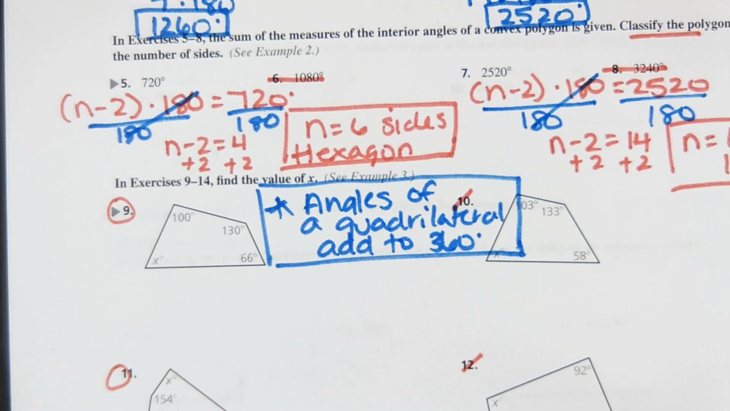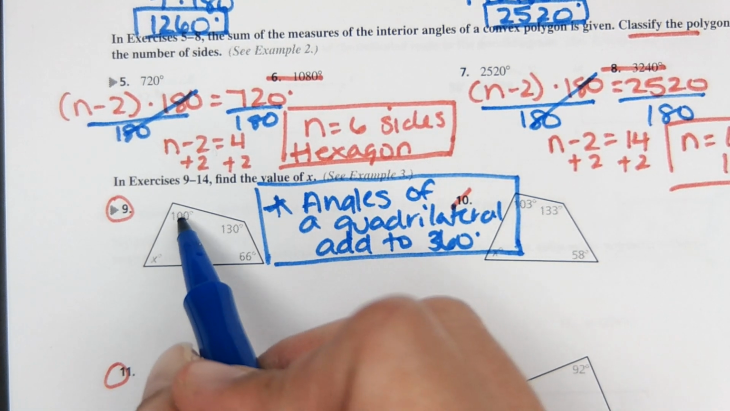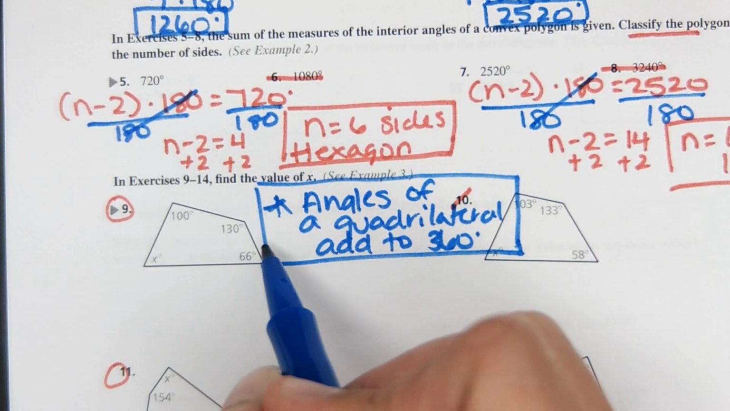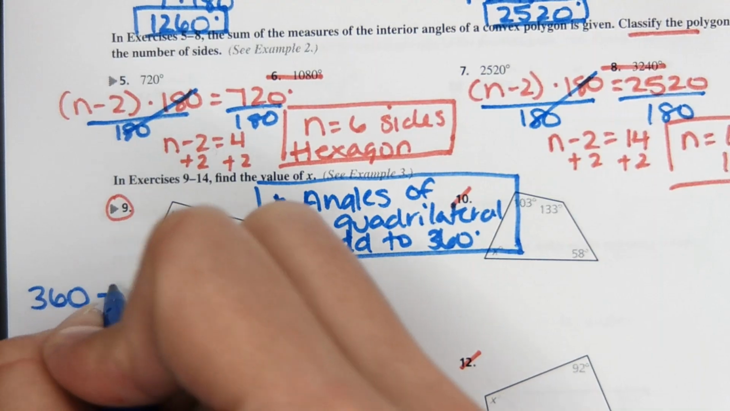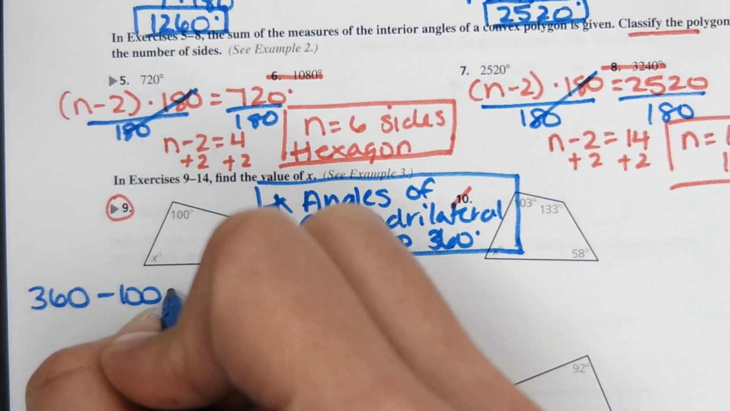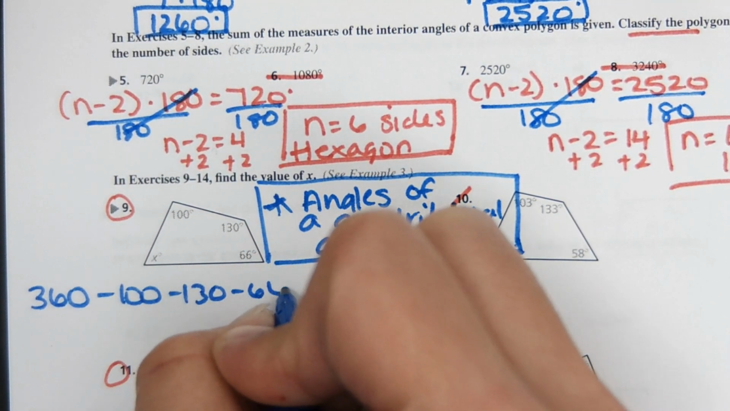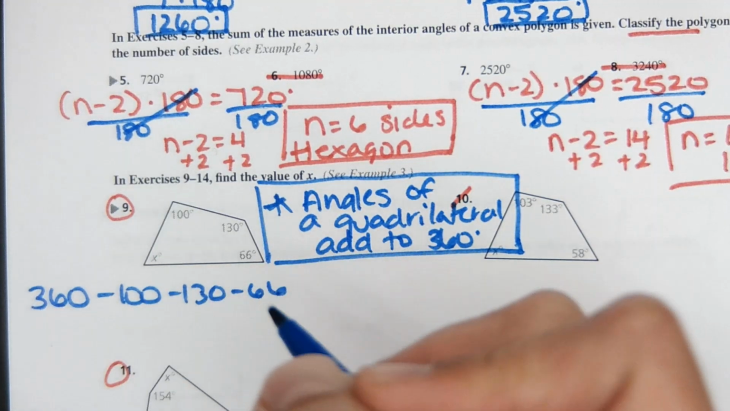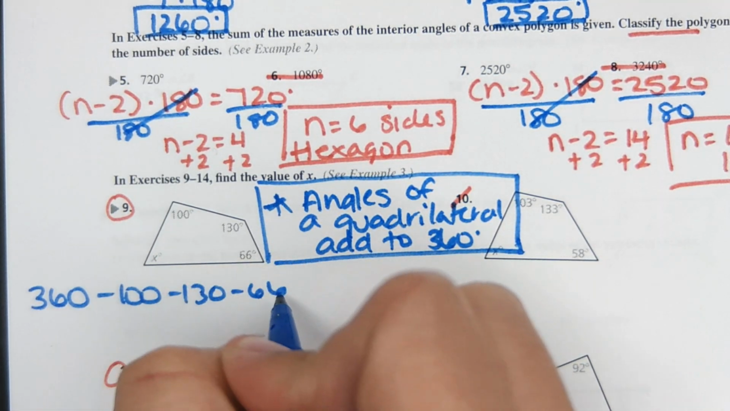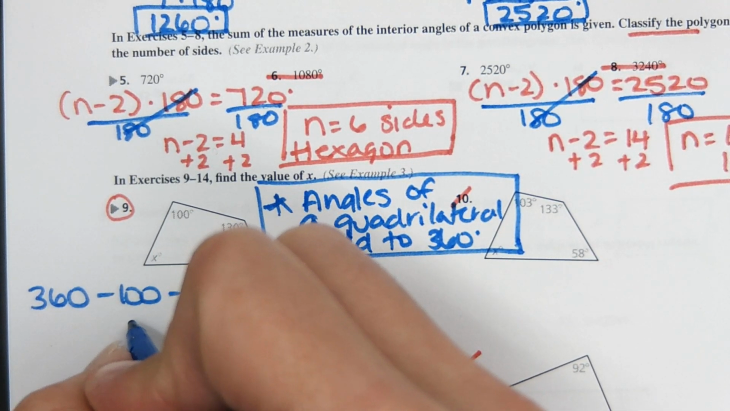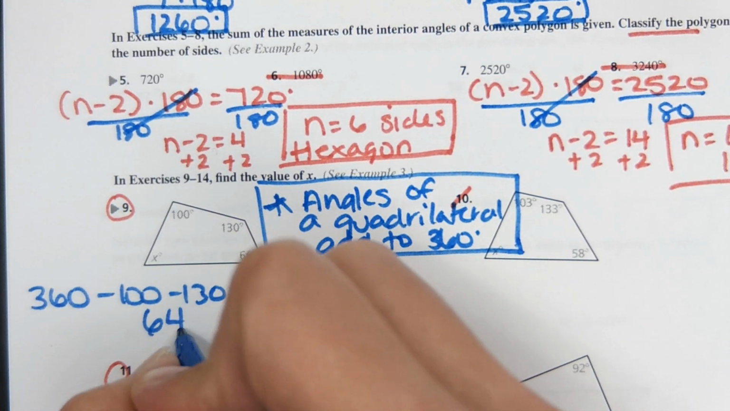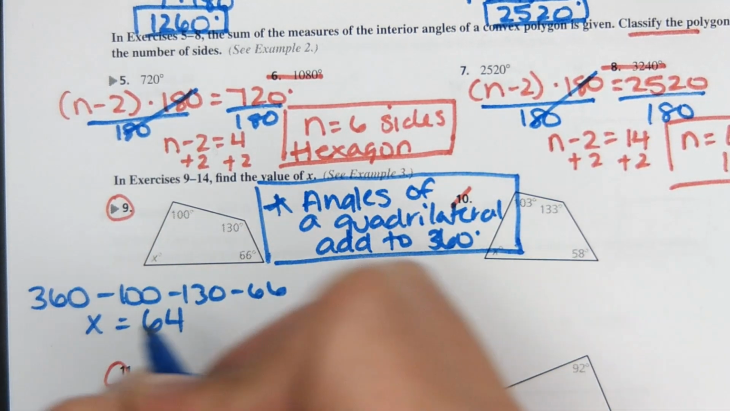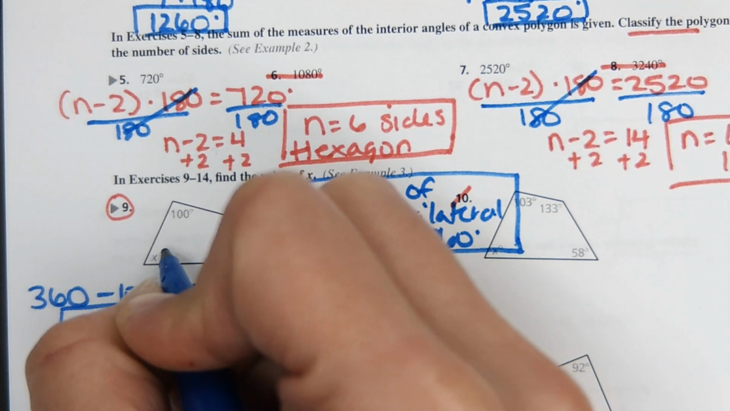Okay, so if angles of a quadrilateral add to 360, and this is a quadrilateral because it has 4 sides, then to find x, we can just do 360 minus these 3 angles. If you subtract all this, it equals 64. So x equals 64, and that's this angle right here.